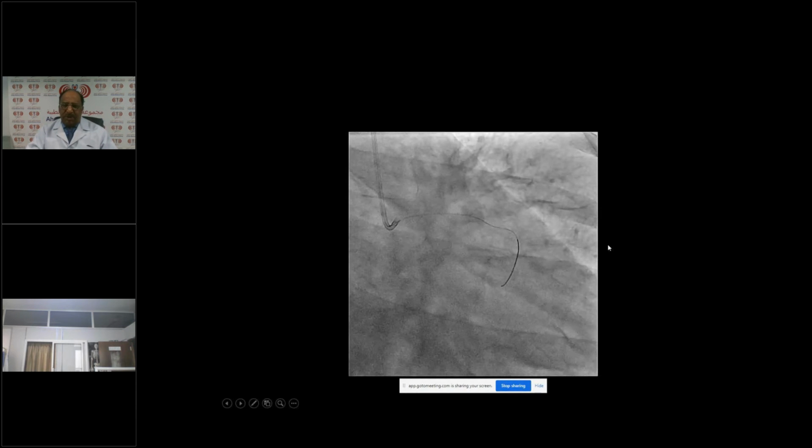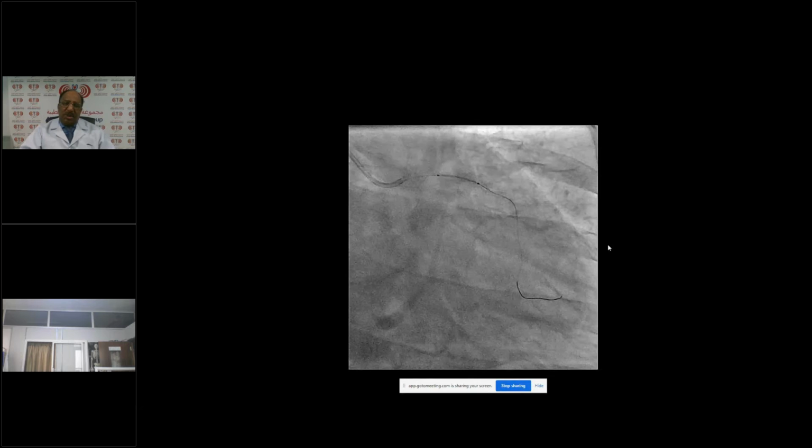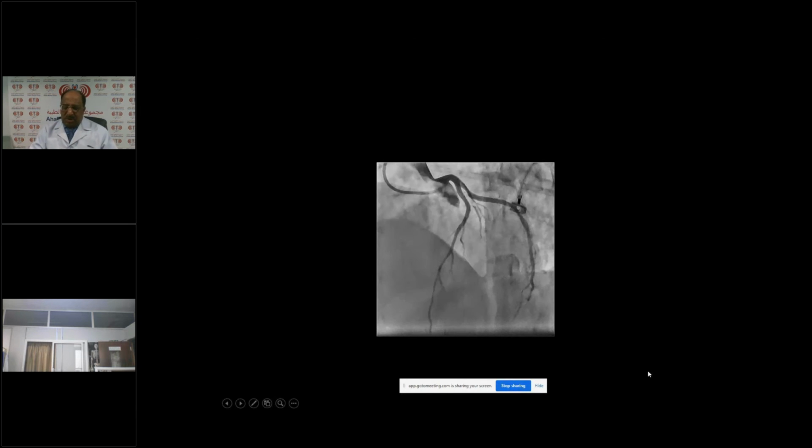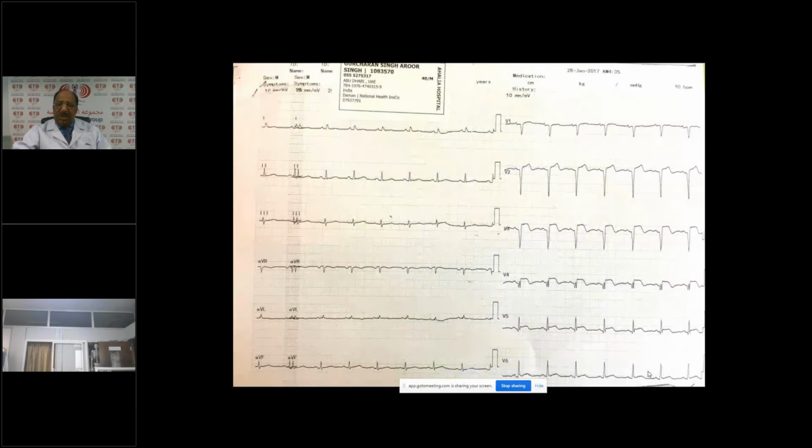And he was taken up for angioplasty. A wire was passed and dilated, and a stent was put. And this is the LAD after the angioplasty. It's flowing well. So he was saved, but he ended up with an ECG like this. So he developed a Q infarction, an infarction actually.